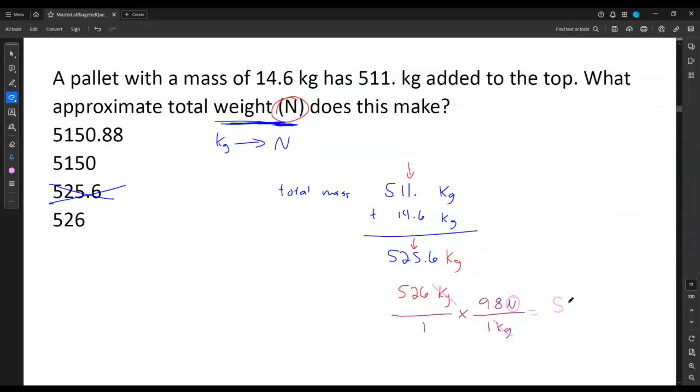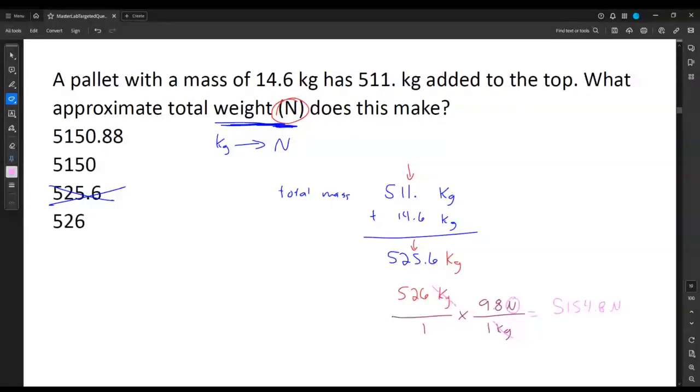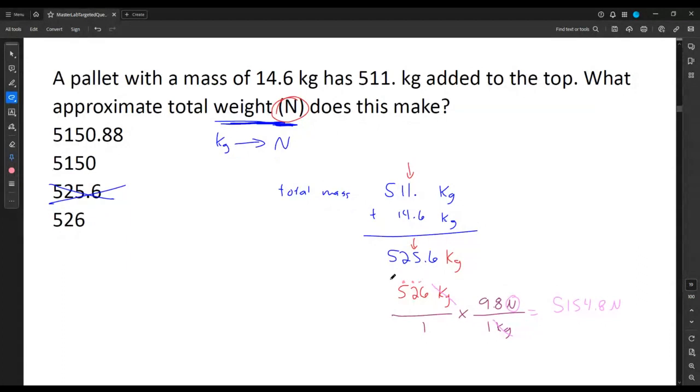Multiplying this is going to give 5,154.8. And then we want to use our rounding rules. You'll notice at first glance that this looks like it's a little bit off. Well, it's not going to be when we finish up. This has 1, 2, 3 significant digits. I immediately wrote the wrong number.